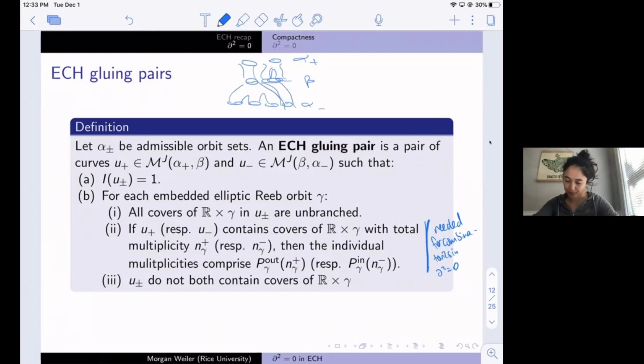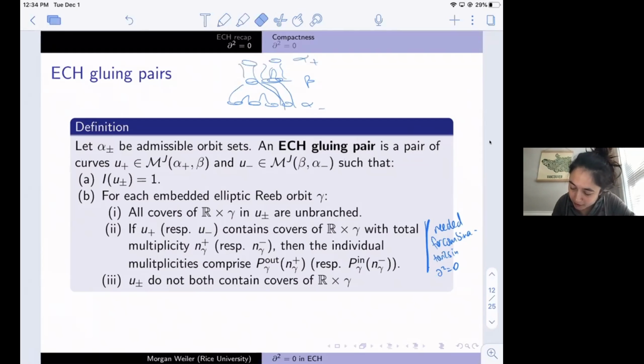Okay, so the indices of the two curves have to be 1. And for each embedded elliptic Reeb orbit in either alpha plus, beta, or alpha minus, all the covers of that orbit are unbranched. And if the top or the bottom contains covers of R cross gamma with total multiplicity n gamma plus or n gamma minus, then the individual multiplicities have to be the outgoing partition or the ingoing partition.